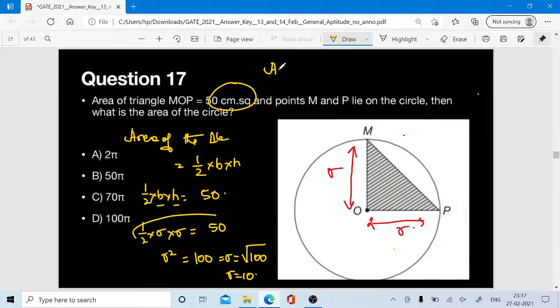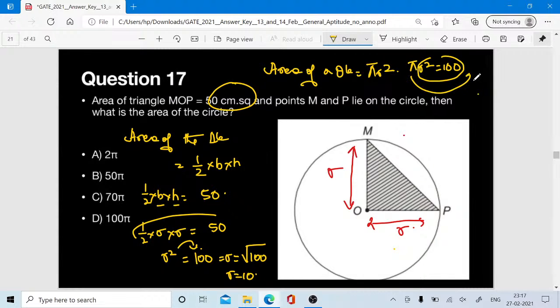What is the area of a circle, people? First of all, tell me. It is pi R square. Yes, area of the circle is pi R square. R square is equal to 100. So pi into R square, you already know R square as 100. So this will be equal to 100 pi. So option D is the right answer.